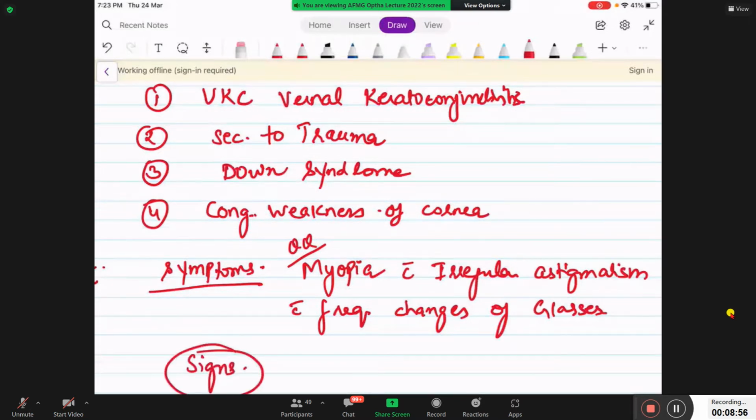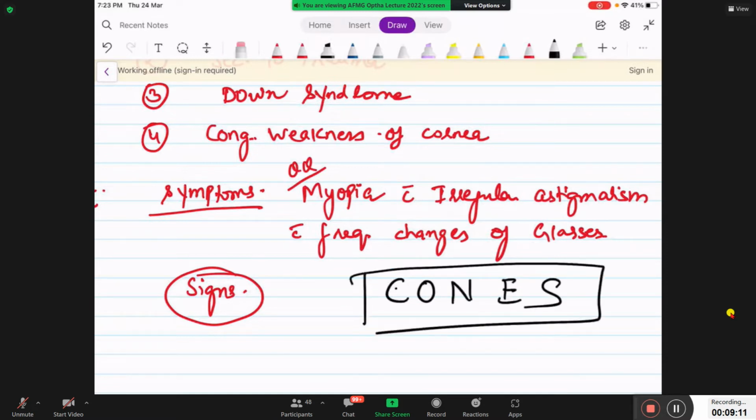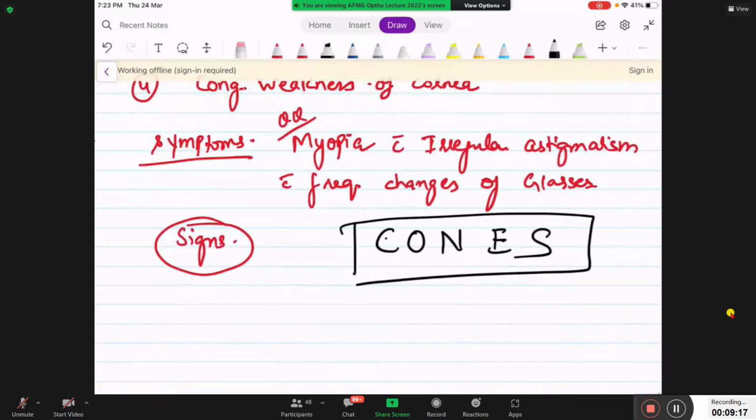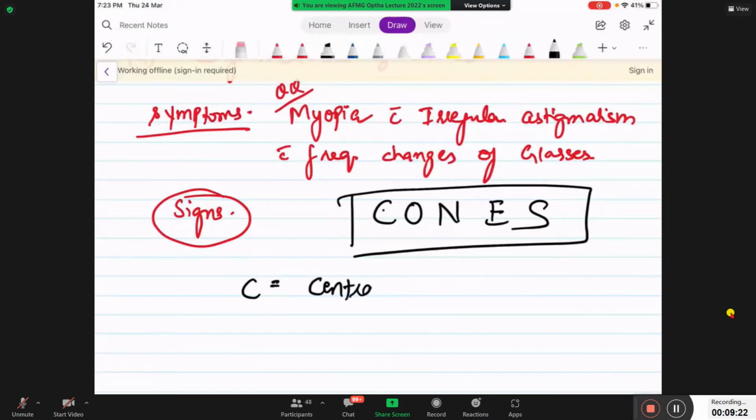Now coming to signs. What signs do you see in keratoconus? Very, very important from your exam point of view, these keratoconus signs and clinical features. To remember the signs, you need to remember the mnemonic CONES. Keratoconus, conus, you have to remember CONES, right? Where C stands for, write down, central scarring, which is called acute hydrops.